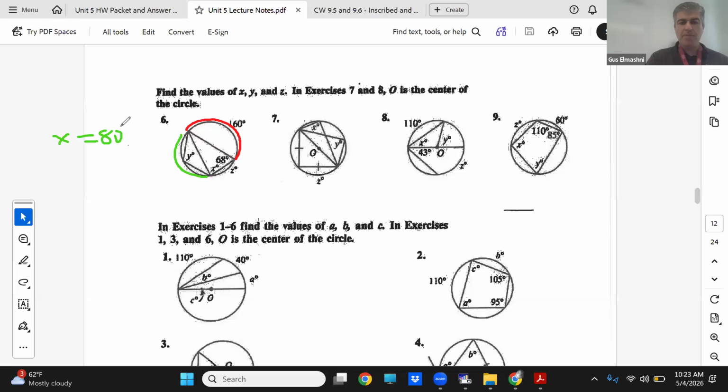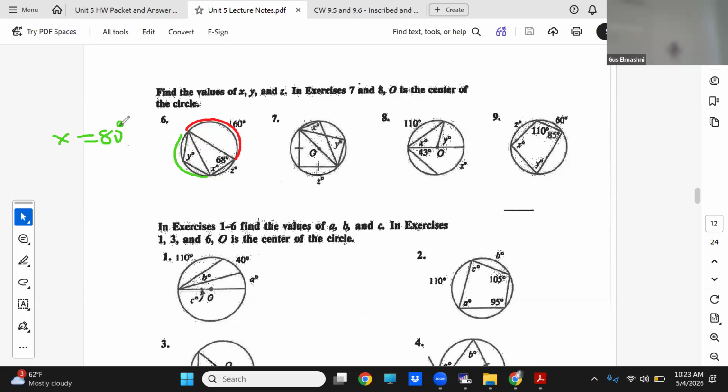Notice, you guys asked, is this challenging? Yes, it is, because it plays tricks on your eyes. My eyes are playing tricks on me. X is the red, right? X intersects the red. The red is 160, so X is 80. Good. You guys see that?